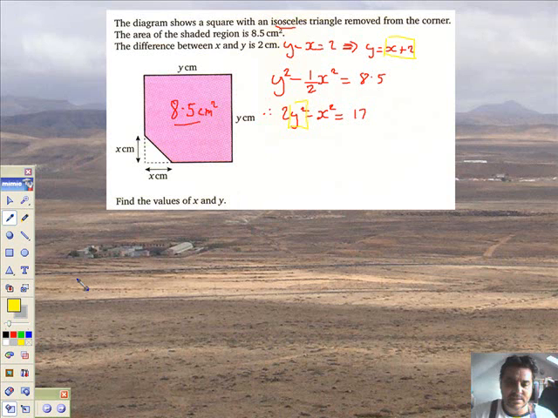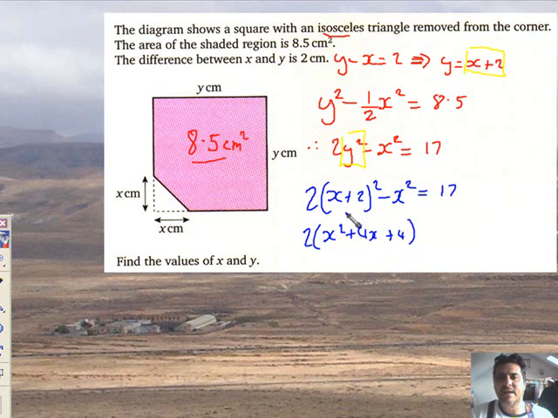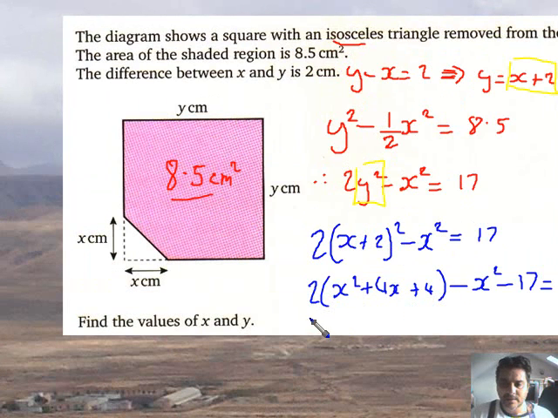So let's just get the final equation I'll be working with. I have 2 lots of x plus 2 squared, then I'm going to take away x squared, and that should come to 17. Alright, so I'll just multiply this out now. I'm going to have 2 lots of x squared plus 4x plus 4, because you know x plus 2 multiplied by itself, x plus 2, do that in your head, then take away x squared, then take away 17 comes to 0. Look, I'm trying to form a quadratic here. Multiply this out, 2x squared, 8x, 8, take away x squared, minus 17 equals 0.